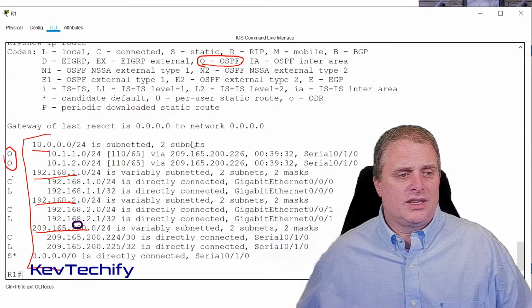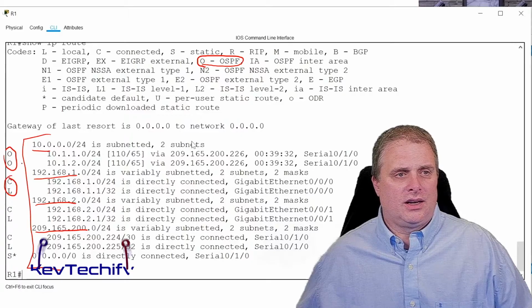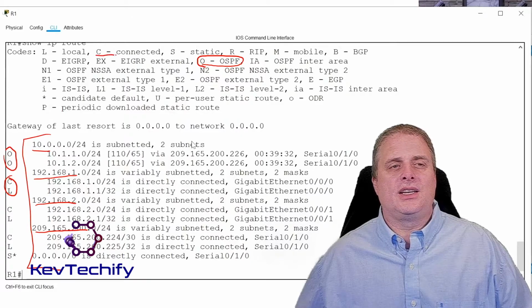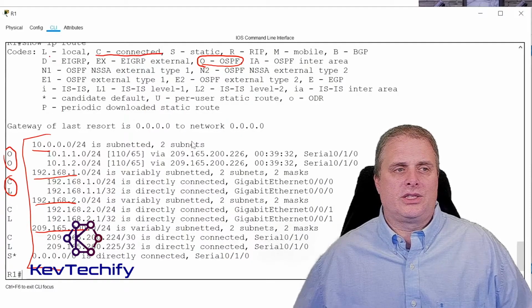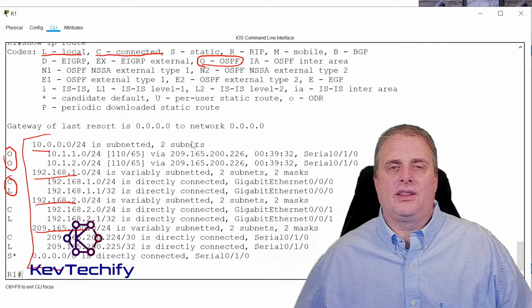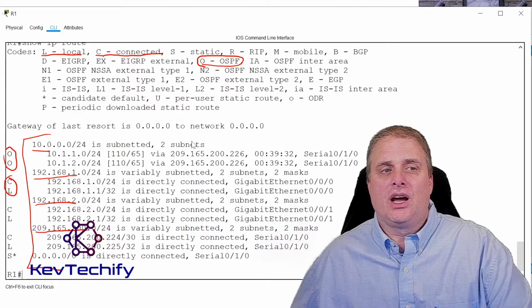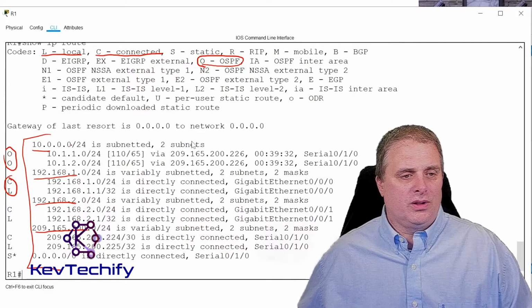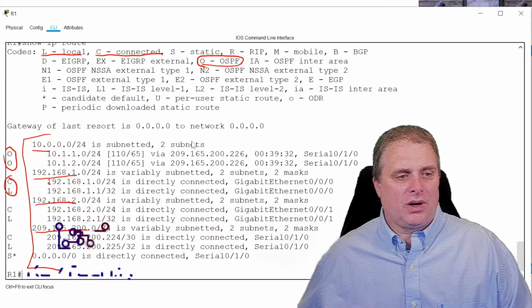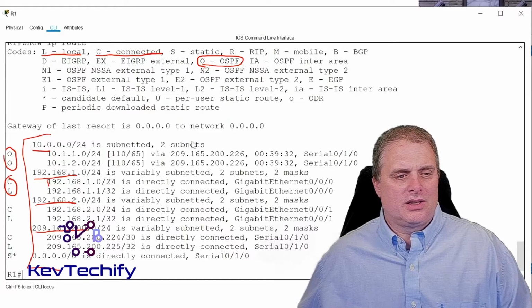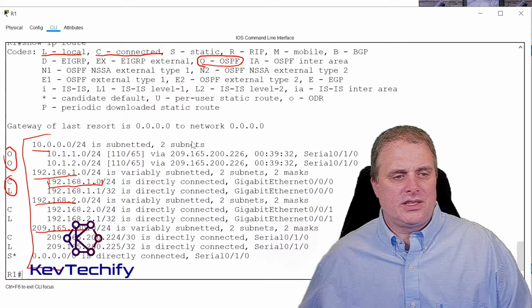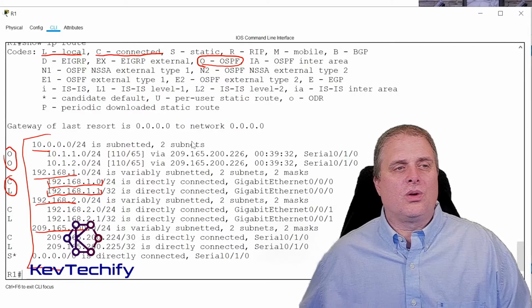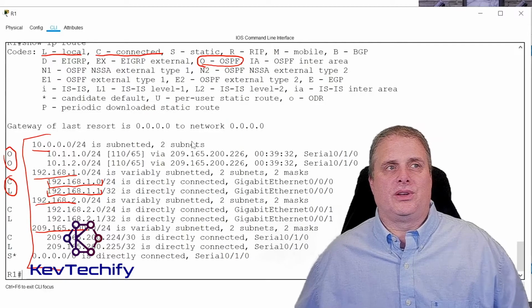Over here, the C. The C is a directly connected network. L stands for local. And you can kind of think of that as the IP address of that interface. This is the directly connected network. If we look here, this is actually a network address here. This is a network address, ends in zeros. This is an actual IP address. So that's the local address at that point in time.